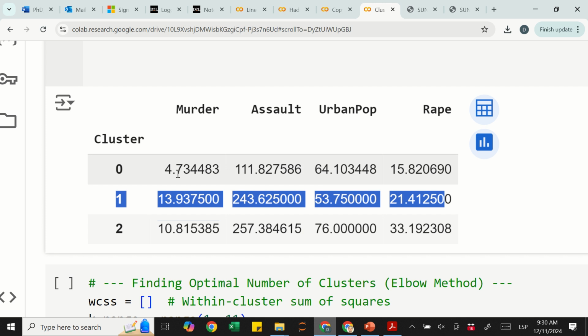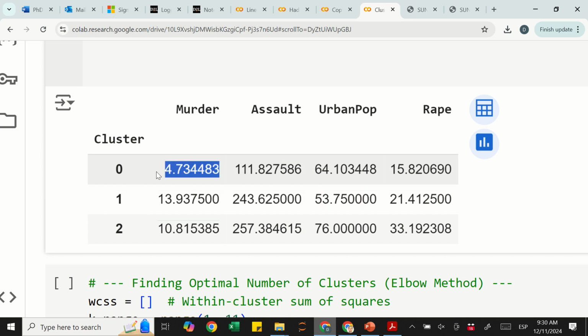But at least now you have some insights, right? Because now you're not looking at 50 points, you're looking at 3 groups, and you're trying to make decisions for those 3 groups.